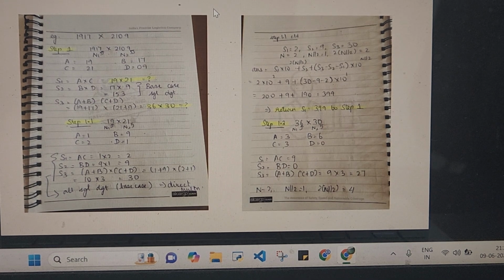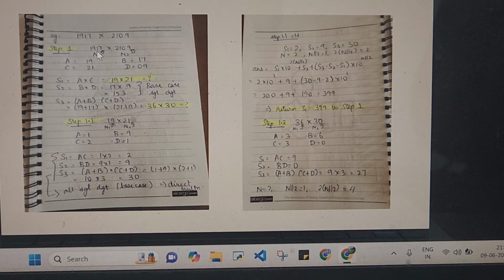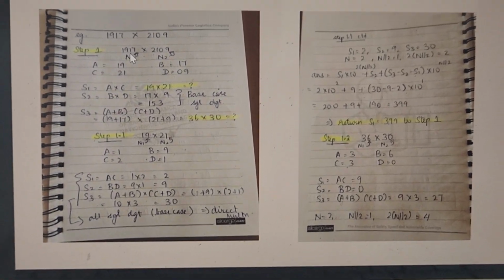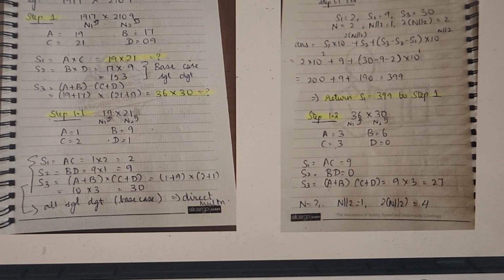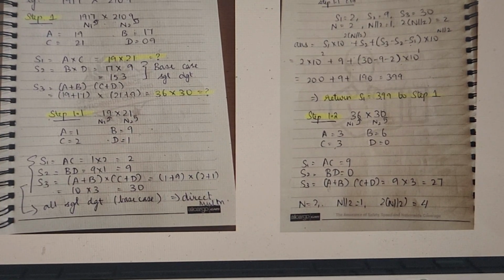So we are going to look at an example for the Karatsuba multiplication algorithm. The numbers I am going to multiply are 1917 into 2109. So step 1, 1917 is my first number, which I am going to call N1. 2109 is my second number, which I am going to call N2.